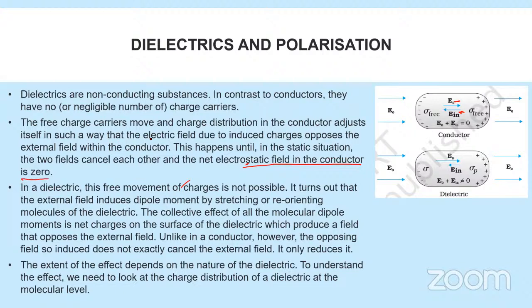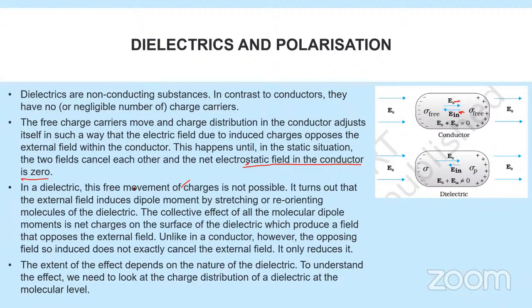Okay, so if we keep the conductor in an external field, the charge that is being induced due to the effect of the external field is going to keep inducing until the external field and the induced electric field are cancelling each other out, and the net electrostatic force is going to be zero.